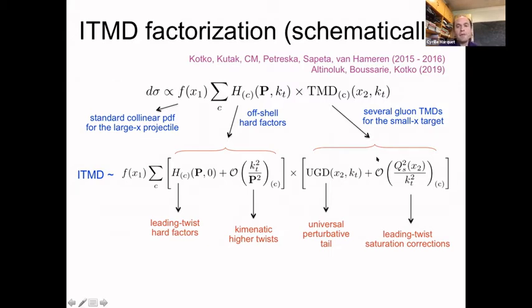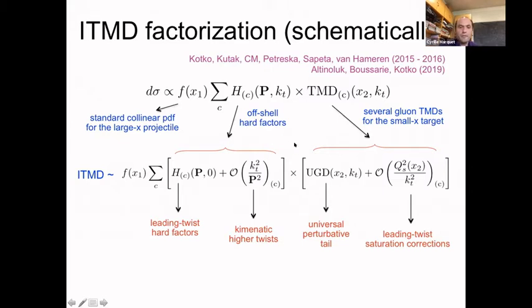And on the other side, you have the hard matrix element, which can be decomposed into the leading twist part, which arises when you take KT equals zero. This is the hard factor which goes into TMD factorization. And the KT-dependent part of the hard factor is what is called kinematic higher twists. So they're higher power corrections to the process, but they're called kinematic higher twists because they go as KT squared over P squared. And those are included in this factorization formula.